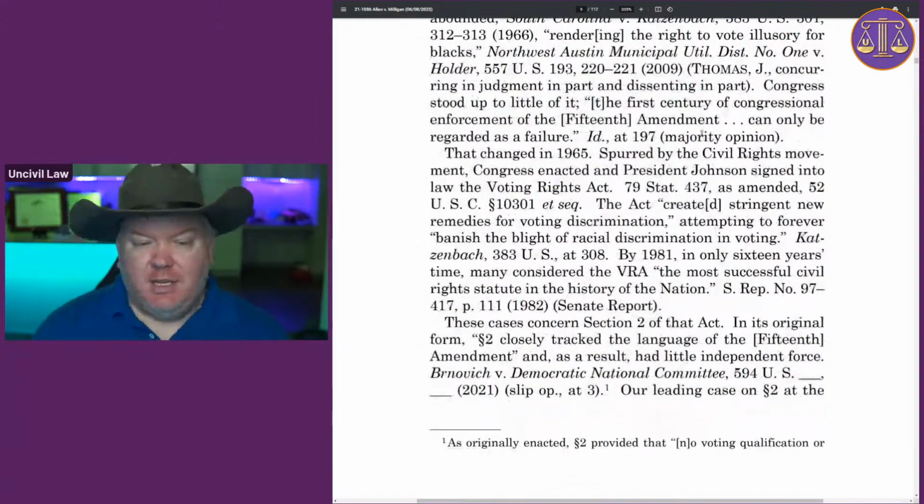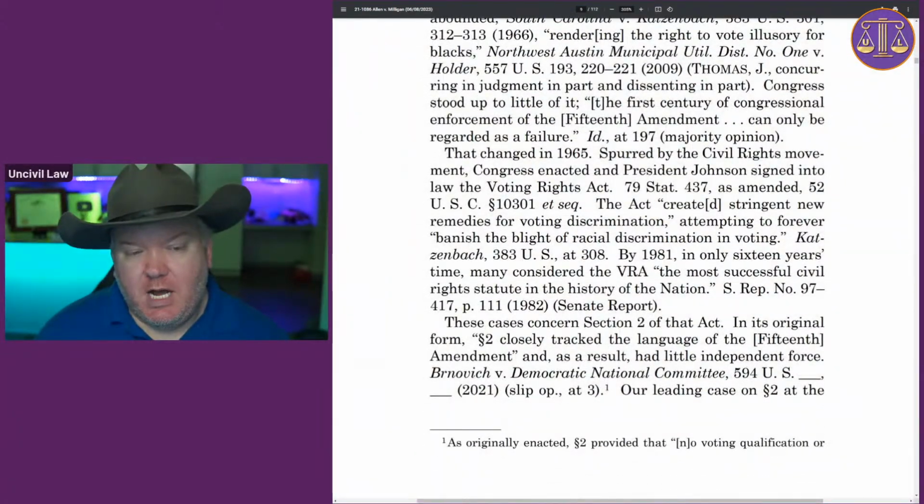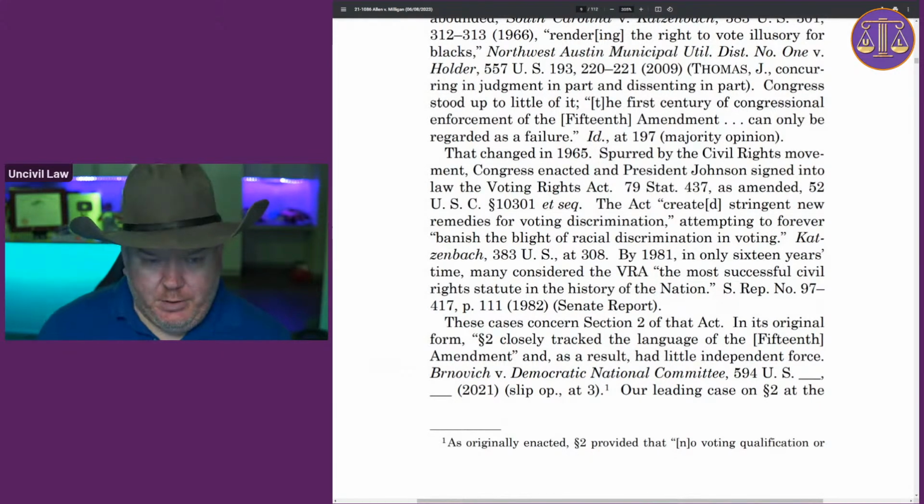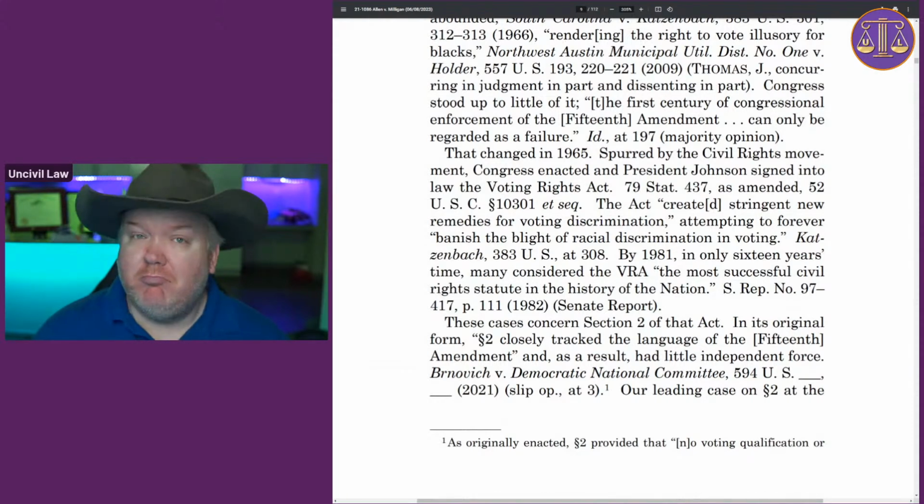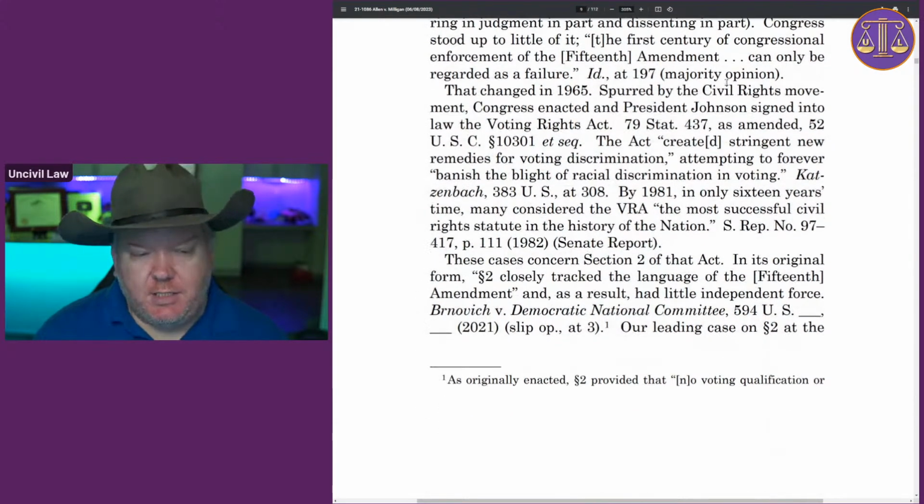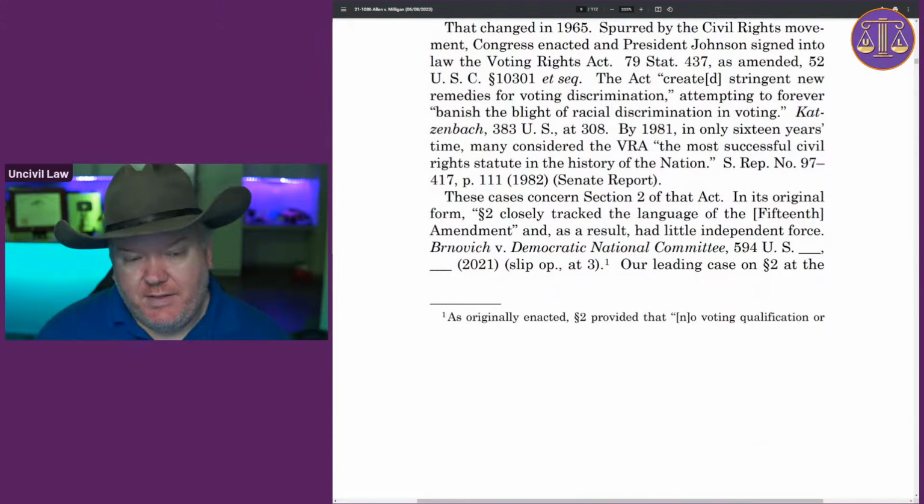"That changed in 1965. Spurred by the Civil Rights Movement, Congress and President Johnson signed into law the Voting Rights Act. The act created stringent new remedies for voting discrimination, attempting to forever banish the blight of racial discrimination in voting. By 1981, in only 16 years' time, many considered the Voting Rights Act the most successful civil rights statute in the history of the nation." Fair enough.